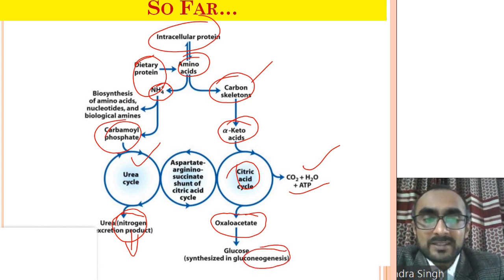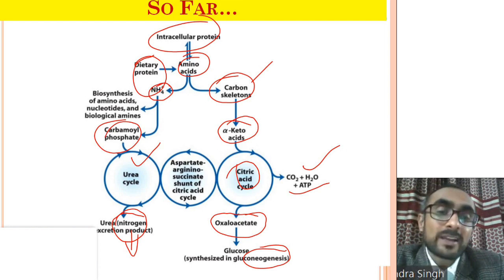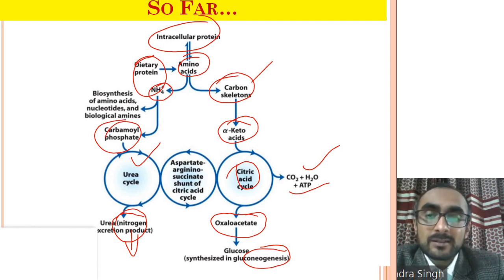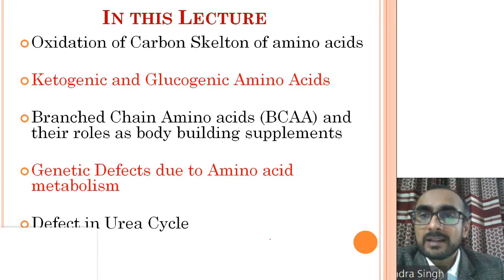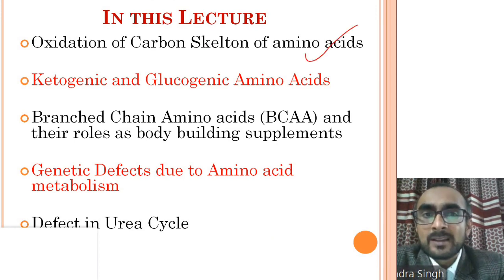that oxaloacetate could enter gluconeogenesis to produce glucose. So on the basis of the end product of the fate of the carbon skeleton, amino acids can be categorized into glucogenic or ketogenic. Ketogenic amino acids give rise to acetyl coenzyme A, whereas for glucogenic amino acids, the end product is used in the synthesis of glucose. So in this lecture we will talk about oxidation of the carbon skeleton of all 20 amino acids, and we'll talk about the ketogenic and glucogenic behavior of different amino acids.